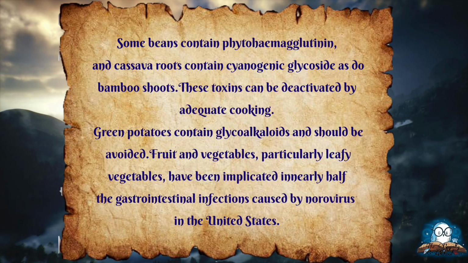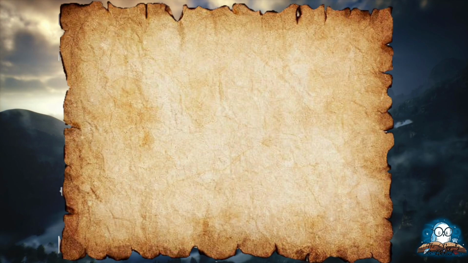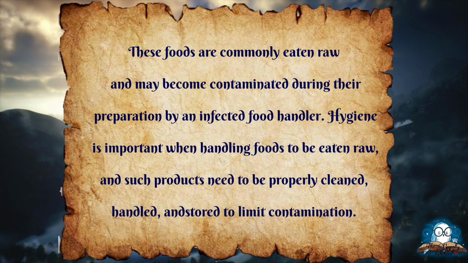Fruit and vegetables, particularly leafy vegetables, have been implicated in nearly half the gastrointestinal infections caused by norovirus in the United States. These foods are commonly eaten raw and may become contaminated during their preparation by an infected food handler. Hygiene is important when handling foods to be eaten raw, and such products need to be properly cleaned, handled, and stored to limit contamination.